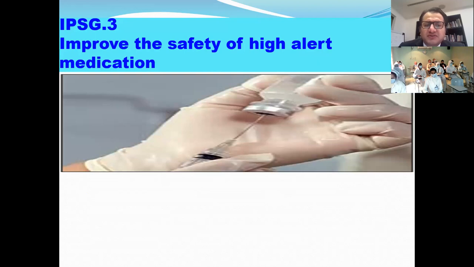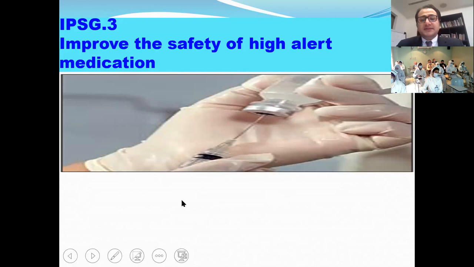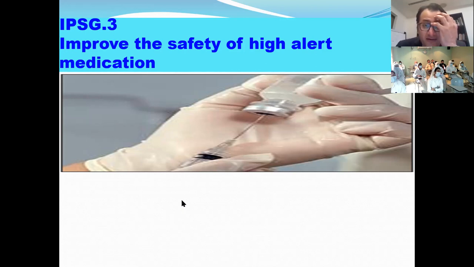High alert medication, this is goal number 3. Just to summarize, why did they put it in a separate goal? They could have merged it under effective communication. But they found most of the errors in one area. If I want a statistical view of how much error there could be, you will find that many errors that were done and are still occurring on a daily basis are medication errors, either underdose or overdose. That's why they made high alert a separate goal, ISPG 3.